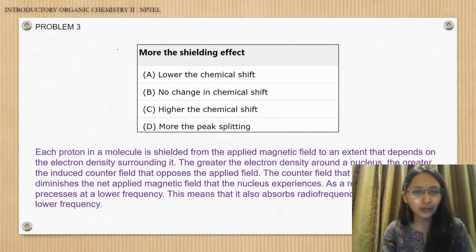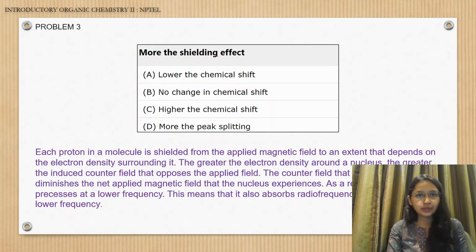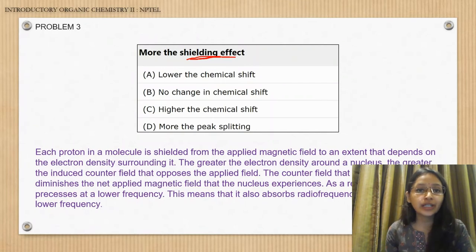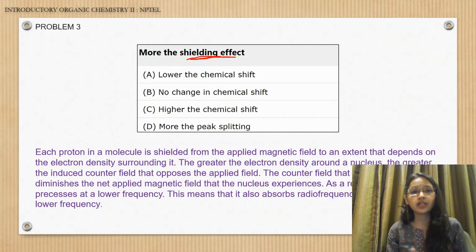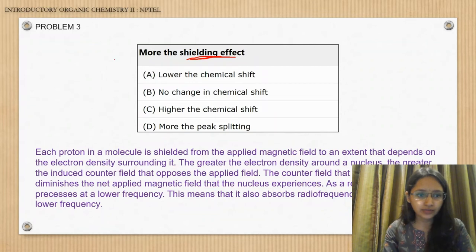Okay. So for this particular question, if we have a more shielding effect, that is, more electron density surrounding a particular nucleus, then the applied magnetic field which our nucleus is going to feel is very low because the shielding effect is very high. So our nucleus will resonate at a lower frequency than the usual proton does.